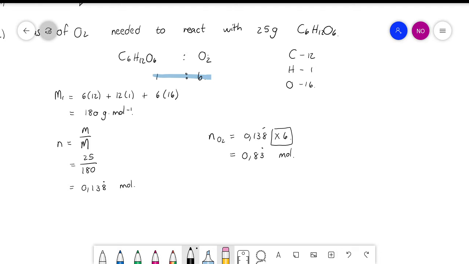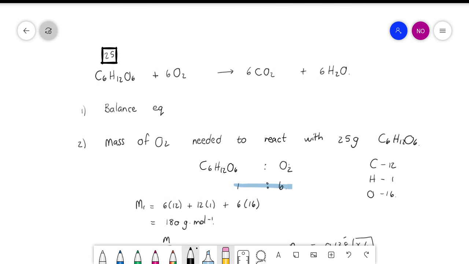So for every 1 mole of glucose that reacts, I need 6 moles of oxygen present to react, and I get it from there. Always from your balanced equation, because it's 1 to 6. 1 mole of glucose, 6 moles of oxygen.